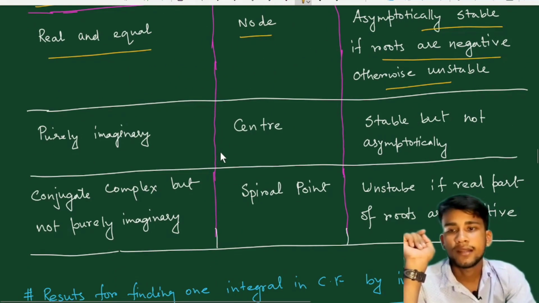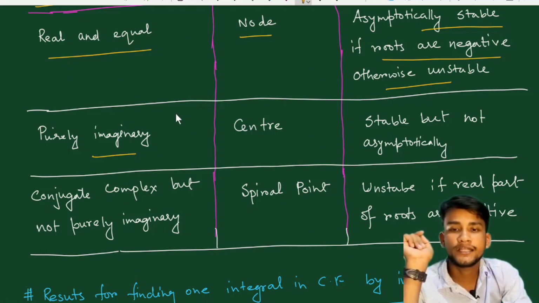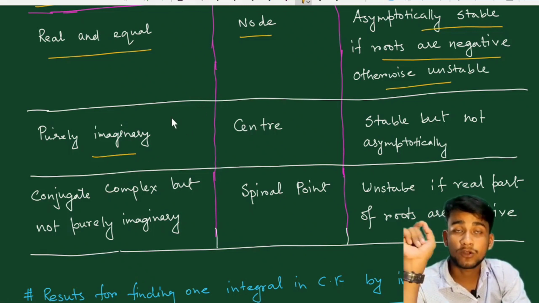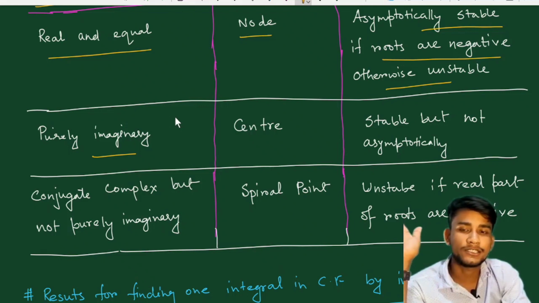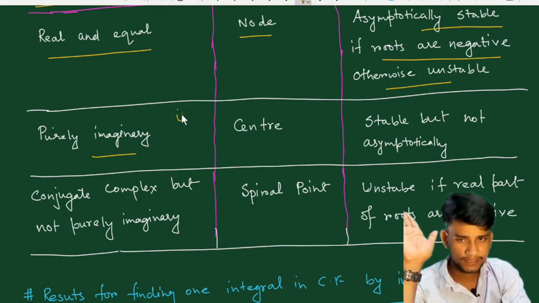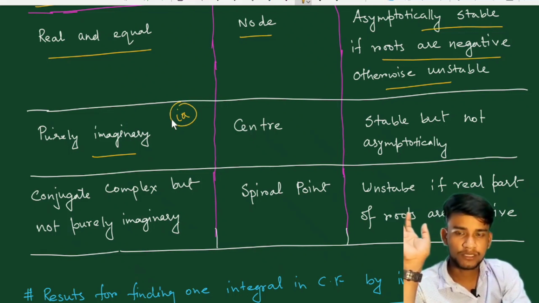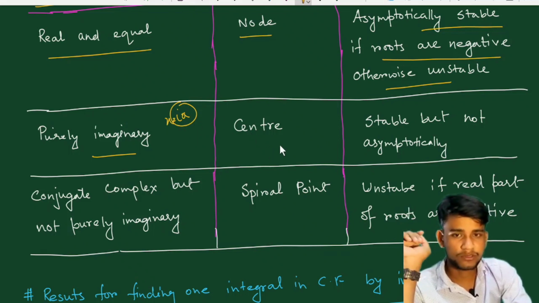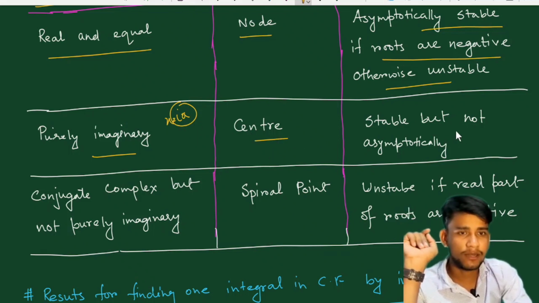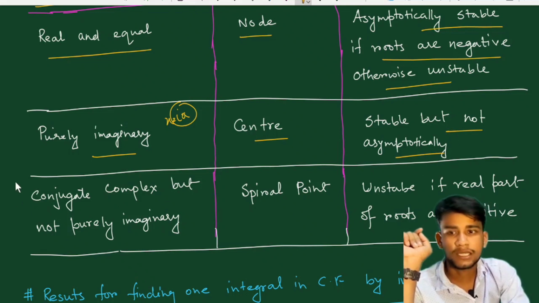Okay, now if we get purely imaginary roots, that is, if the real part of the complex root is missing, that is, if we get only iota, suppose this is a, then with this type of roots we get a center, and it is stable but not asymptotically stable.